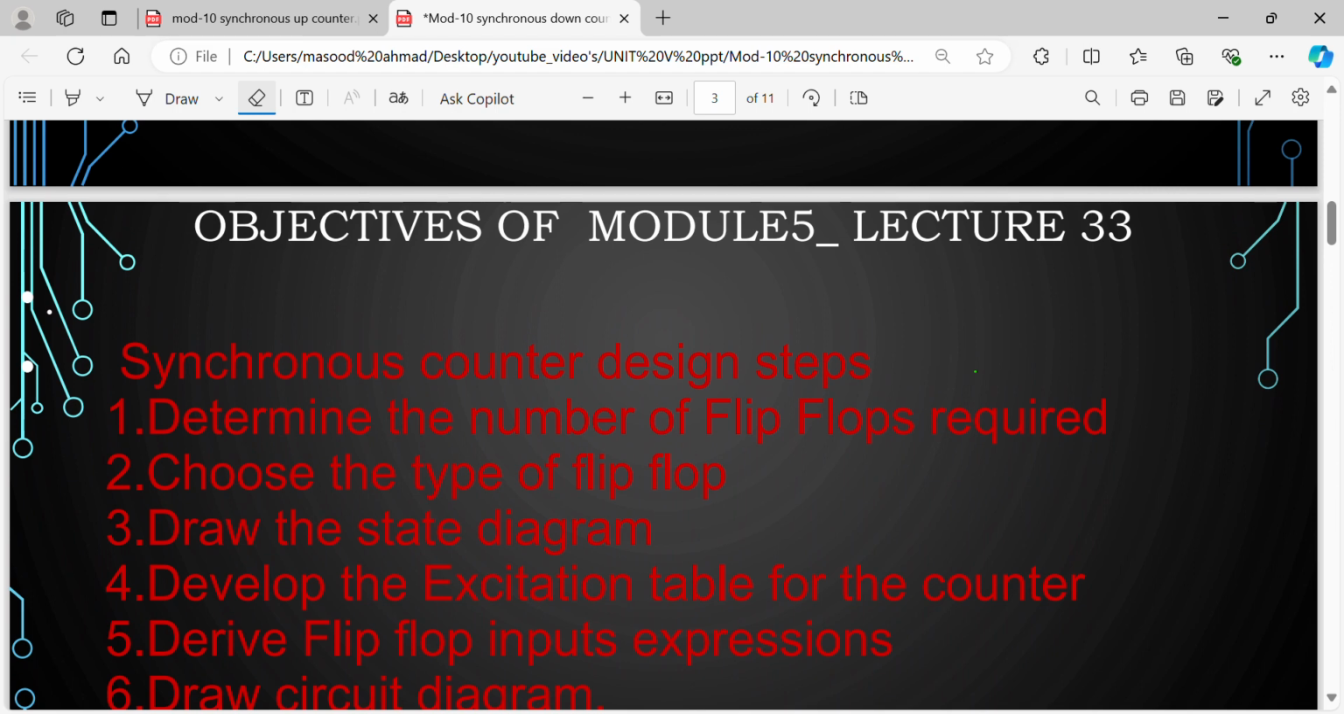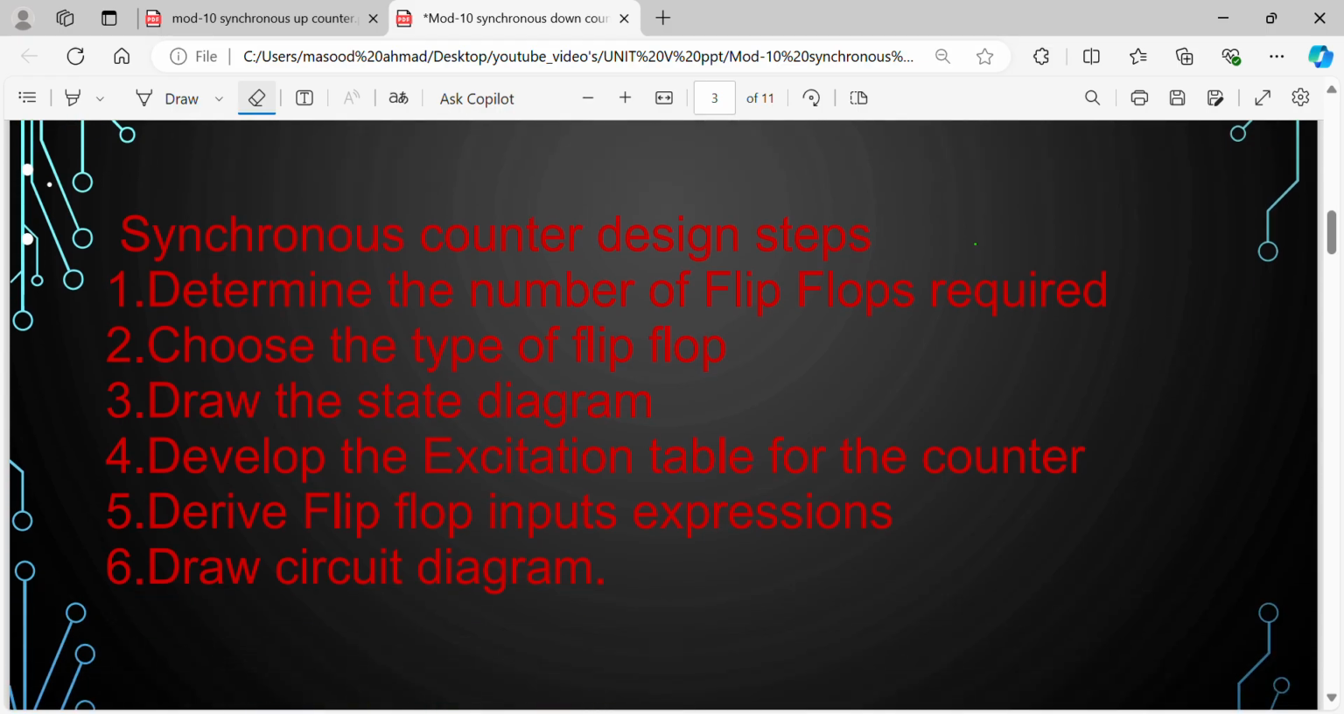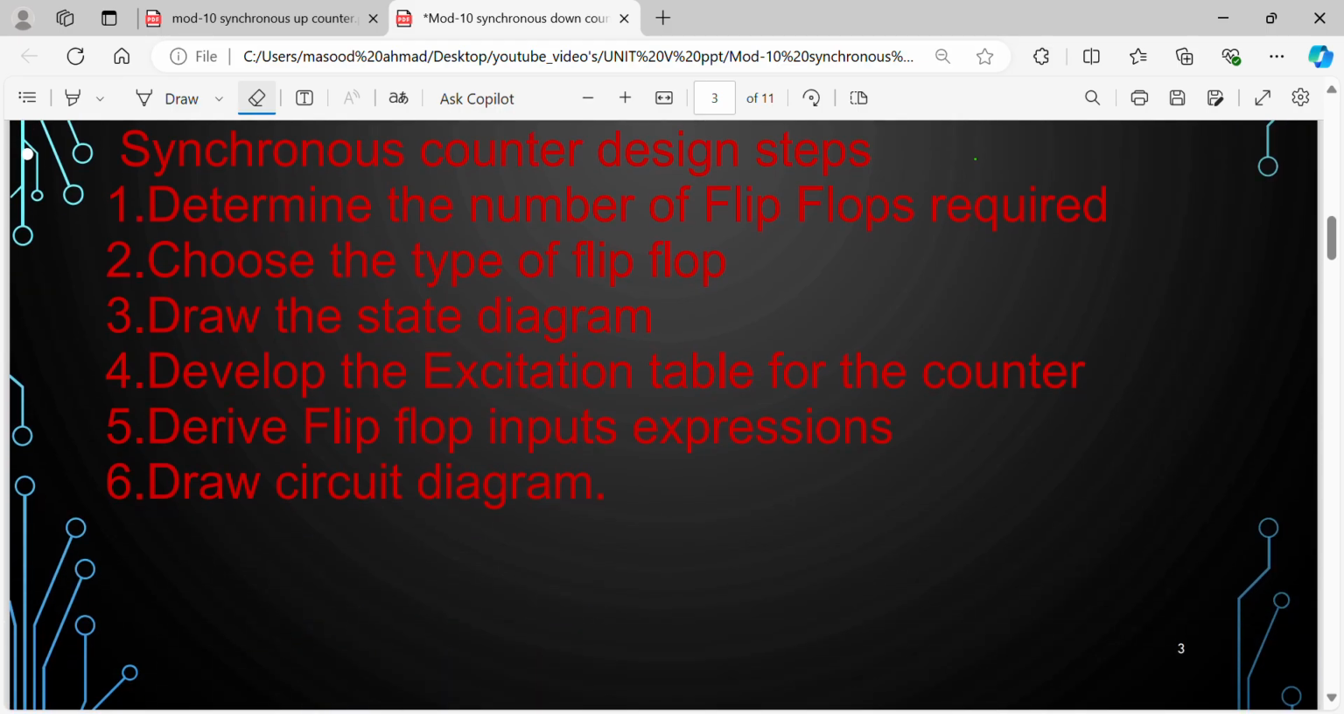The objective for us is to design such a counter. Upon application of the clock, every time it will decrement by 1. If it is 9, 9 becomes 8, 8 becomes 7, 7 becomes 6, and so on up to 0, followed by 9. This is exactly what is known as a mod 10 down counter.